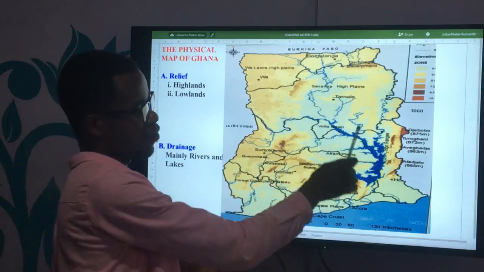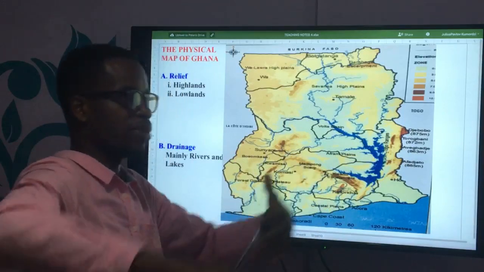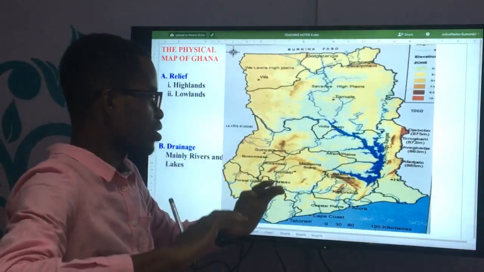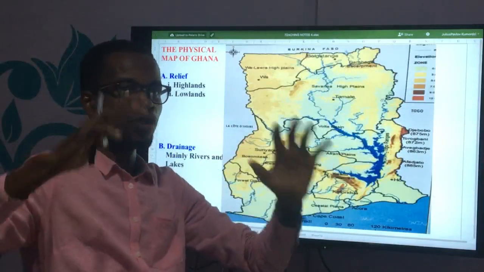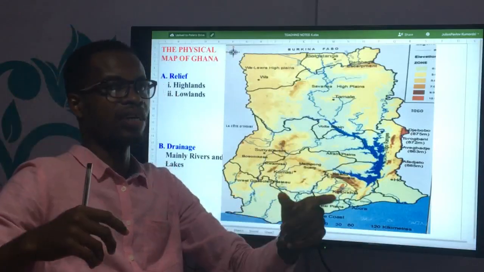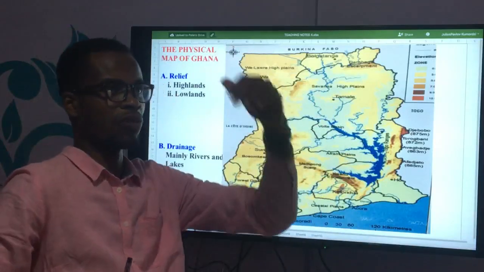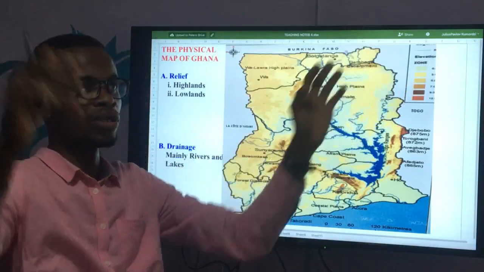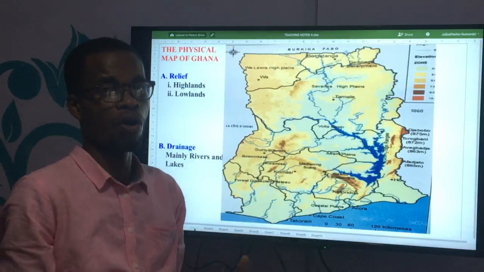So they form the Volta basin. On the plain land, the river just flows on that particular land. Take note that every flowing river has its source from a highland. It could be flowing from that part, and that is how it becomes a river or a lake.